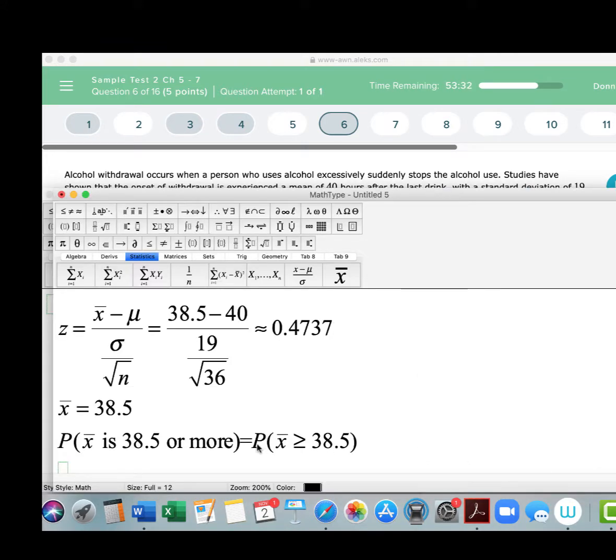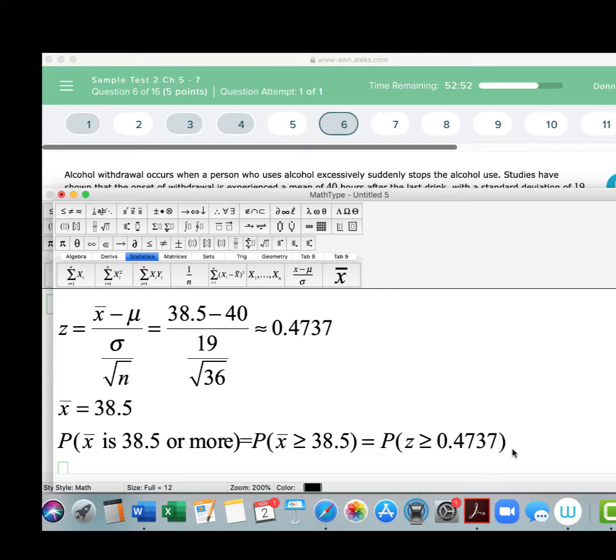We want to find the probability that x bar is greater than or equal to 38.5, which is the same as finding the probability that z is greater than negative 0.4737. Notice here we have x bar, in the next equation z. We have greater than or equal to here, and greater than or equal to here. Here we have x bar of 38.5, and here we have the corresponding z-score of negative 0.4737.